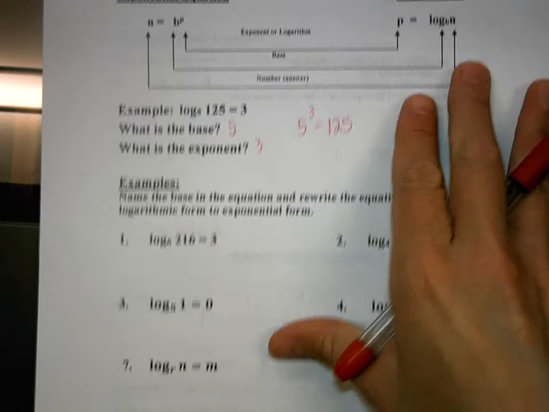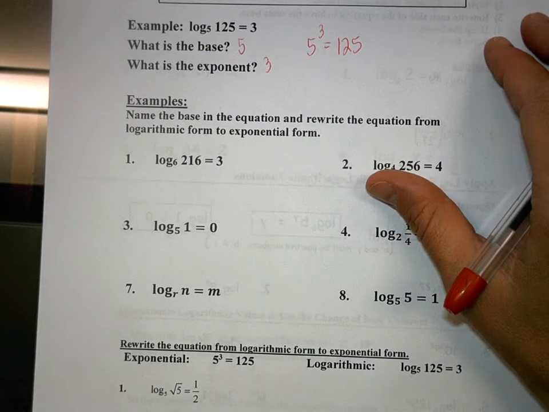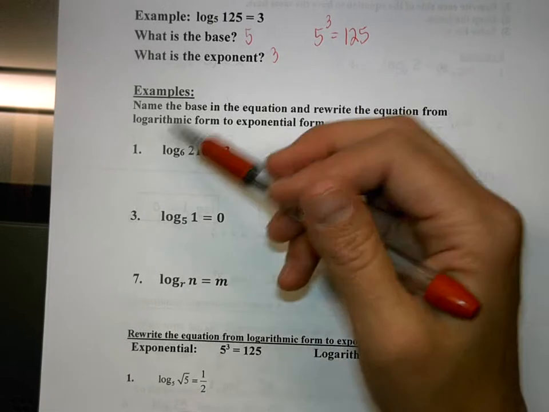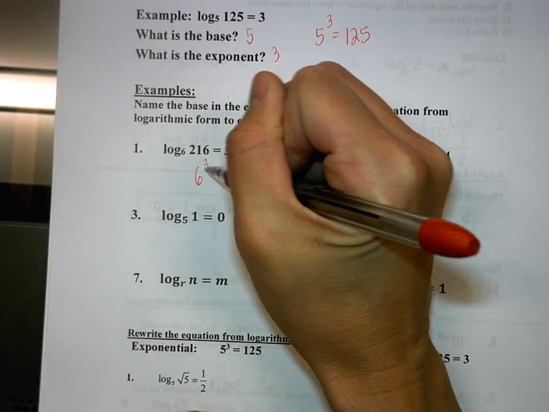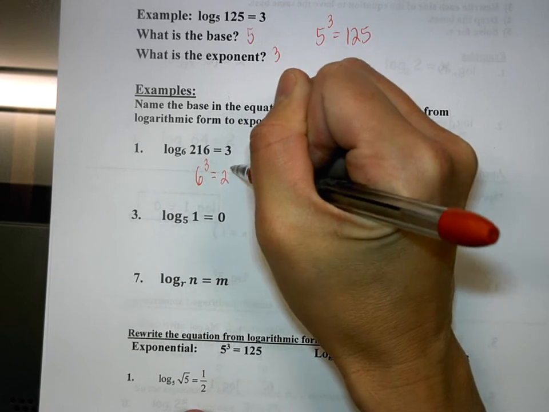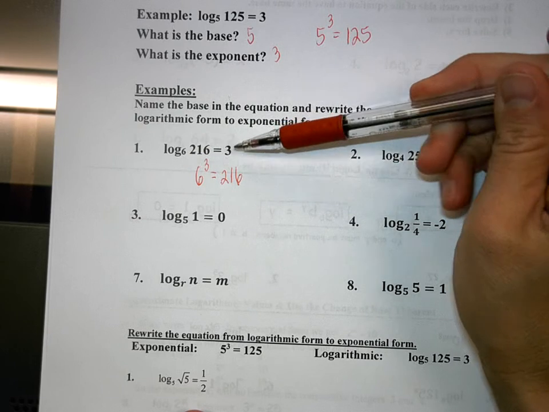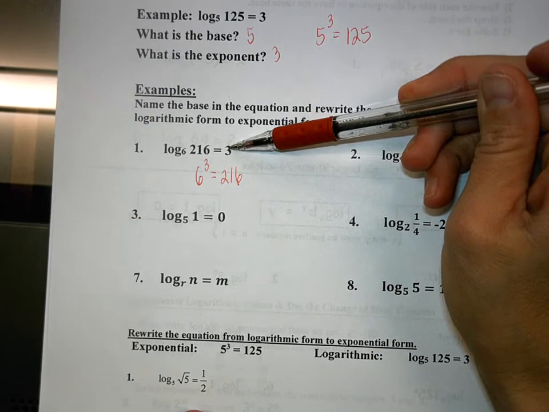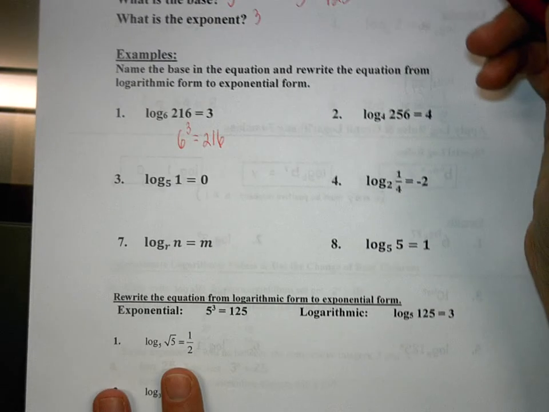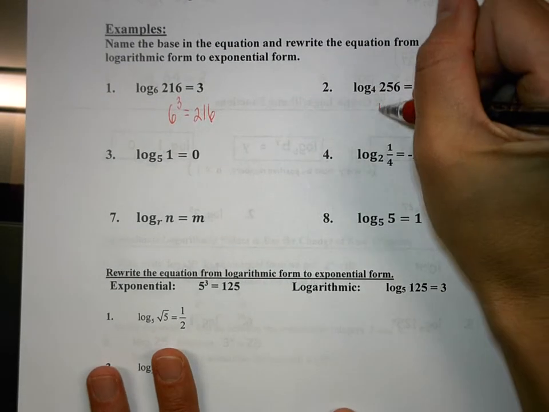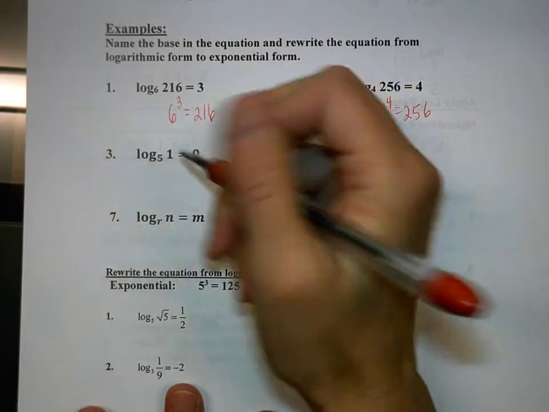If it doesn't make sense, then you probably put the numbers in the wrong spot. So all we're going to do on numbers 1 through 8 is change them into exponential form. On number 1, we would write this as 6 to the third power equals 216. So it's always the base of the log, this number here is your exponent, and this is the answer. Okay, so 2 will be what? 4 to the fourth power equals 256. Perfect.